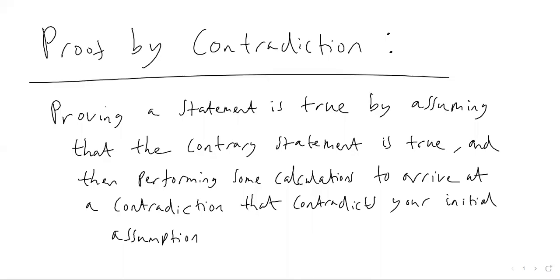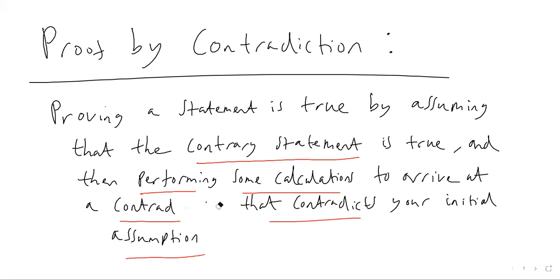Hello, so in today's video, we're going to look at proof by contradiction. So let's just describe what proof by contradiction means. Proof by contradiction is when you want to prove a mathematical statement is true by assuming that the contrary statement is true. So assuming that the opposite statement is true to the statement in the question, and then performing some calculations to arrive at a conclusion, which is a contradiction that contradicts your initial assumption.